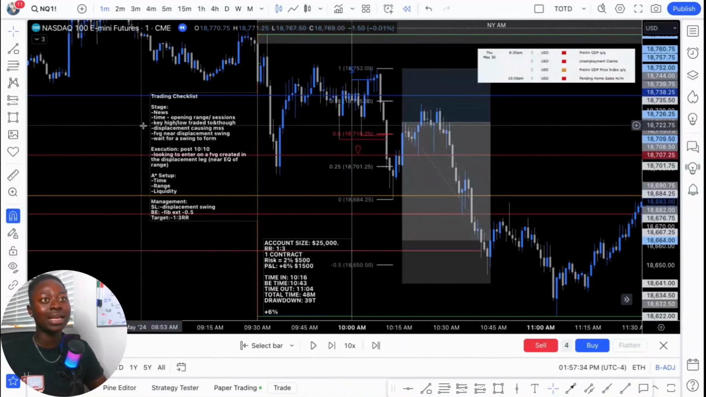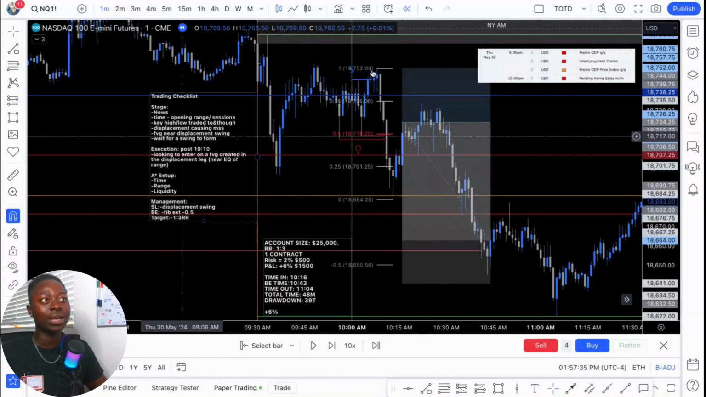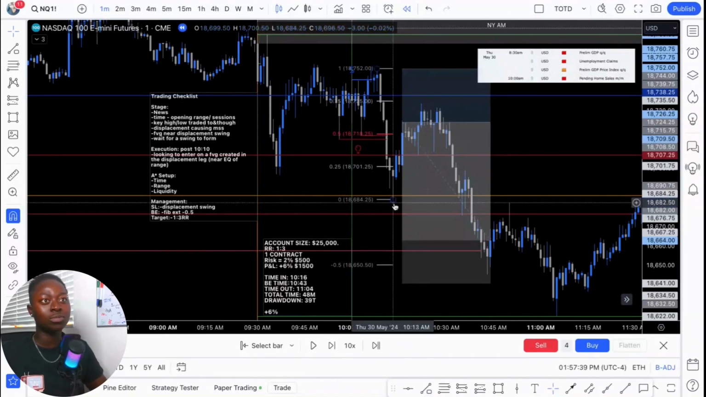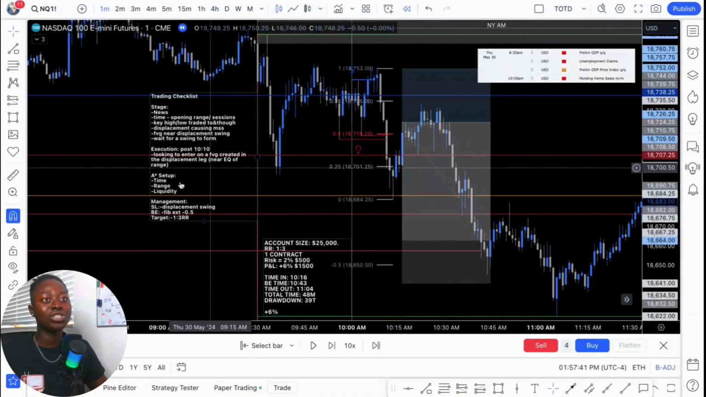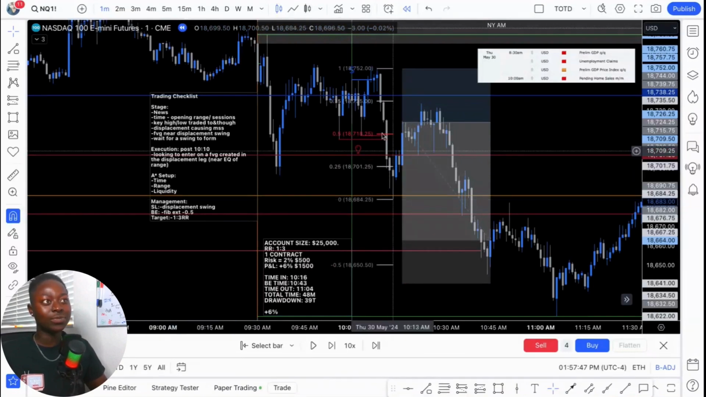The displacement leg has a fair value gap busy near the swing high. We're waiting for a swing low to form to anticipate execution. For execution, we're looking to enter on a fair value gap created in the displacement leg near the EQ of the range. And as you can see, we had the fair value gap right here at the EQ of the range.